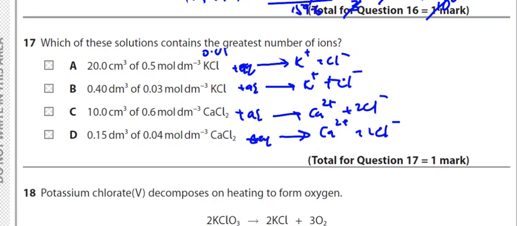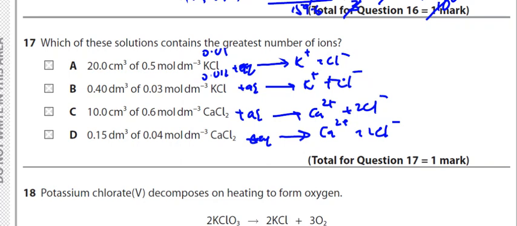0.03 divided by 1000 multiplied by... this is not divide by 1000. Be careful. You divide by 1000 to convert centimeter cube into decimeter cube, because in the n equals CV expression the volume should be in decimeter cube. So here you don't divide. So 0.03 multiplied by 0.4, you get the answer as 0.012.